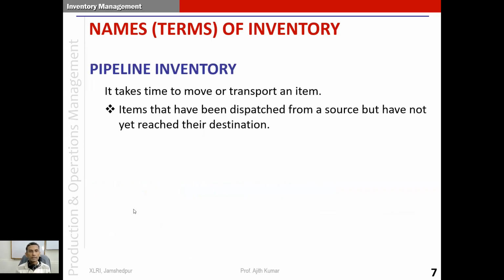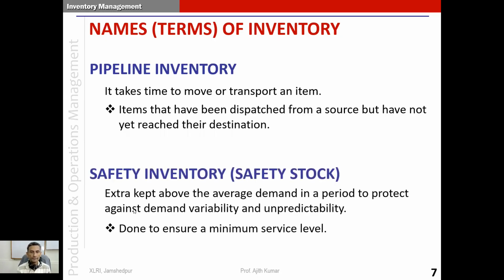The third term is pipeline inventory. Pipeline inventory is a term used to refer to items which are in the stock, which are in movement when say an order has been placed. Let's say that items have been dispatched from the source. The supplier has dispatched the items and they are coming to the organization, the production factory. So in the path, they are in transit. Okay, so pipeline inventory, it's called pipeline. Items that have been dispatched but not yet reached their destination.